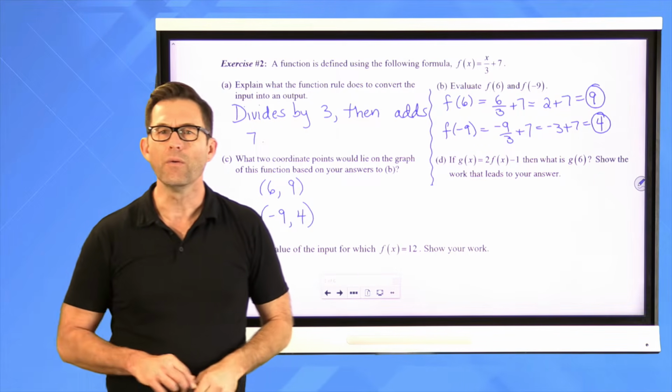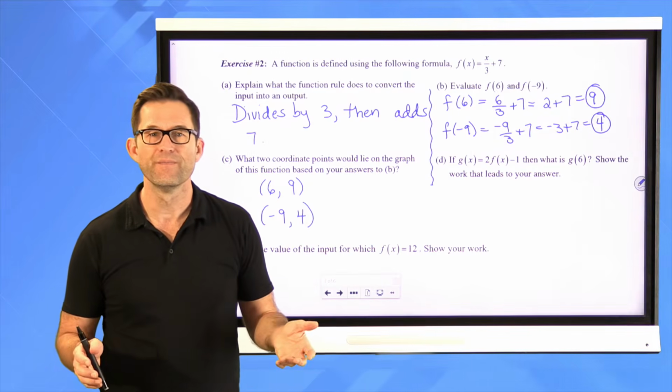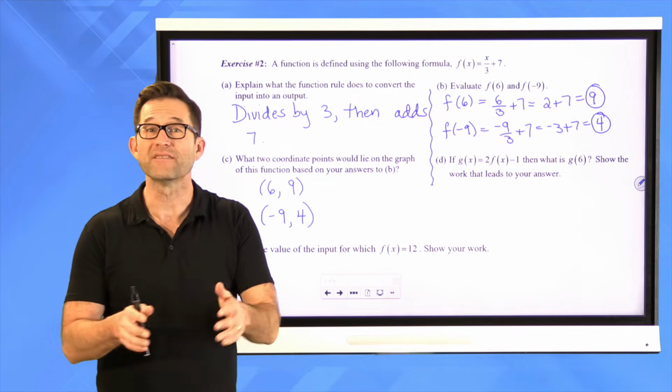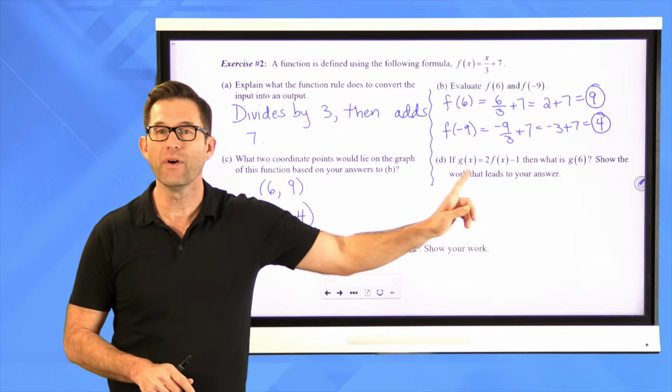Now, what's kind of cool is that we can have functions whose rules are based on other functions. Let's take a look at one of those in letter D.